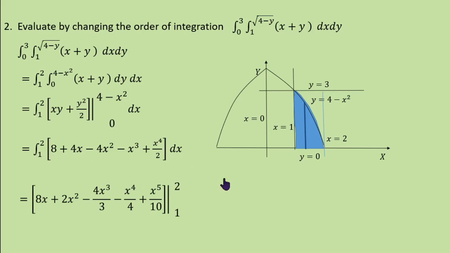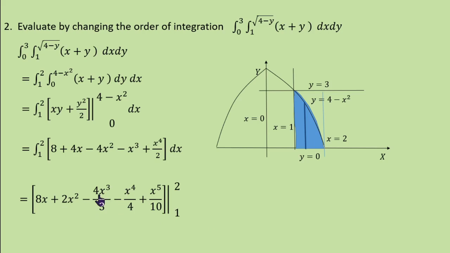Integral of 8 is 8x. Integration of x is x square by 2, cancel 2, so it becomes 2x square minus 4 into x cube by 3 minus x power 4 by 4 plus x power 5 by 5 into 2, which is 10. The limit is from 1 to 2. Upper limit of x is 2, lower limit is 1. So 2 minus 1 is 1, 1 into 8 is 8. 2 square minus 1 square: 2 square is 4 minus 1, that is 3, 3 into 2 is 6. 8 minus 1 is 7.